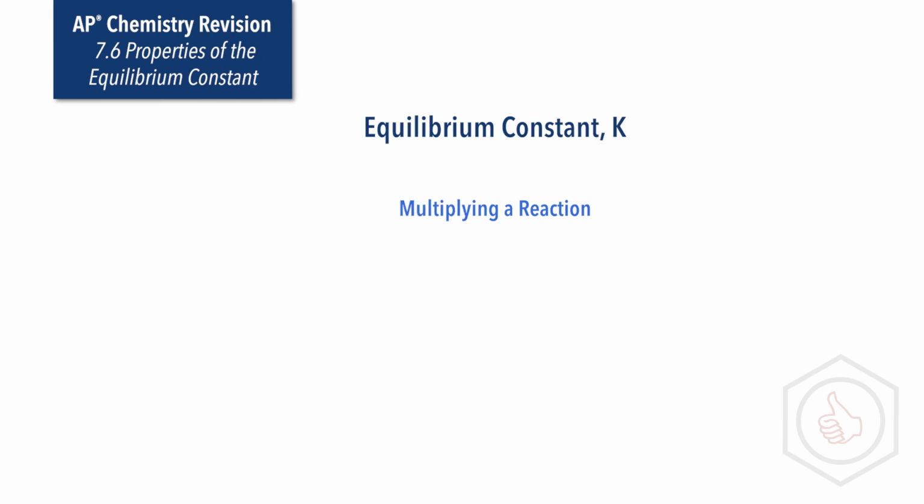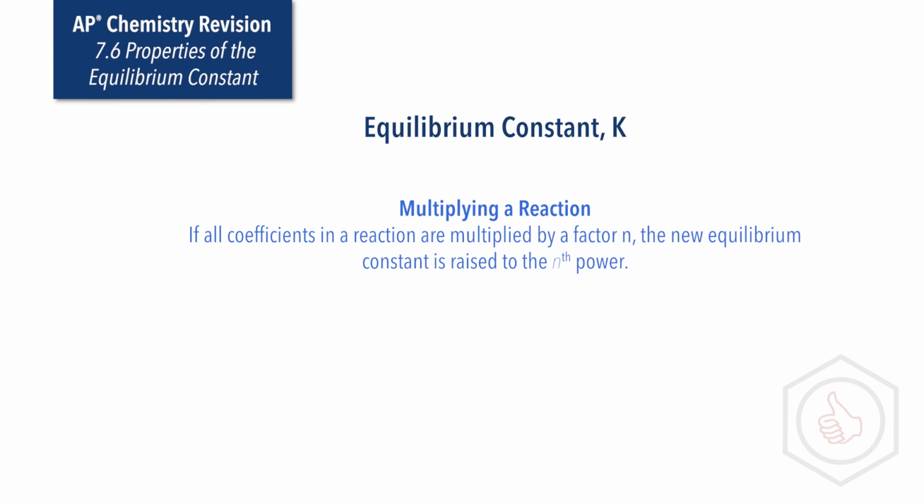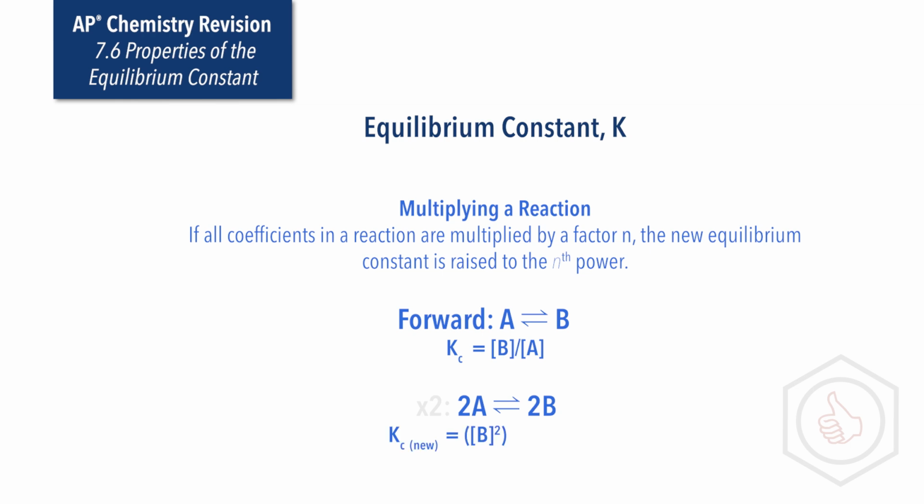Multiplying a reaction. If all coefficients in a reaction are multiplied by a factor n, the new equilibrium constant is raised to the nth power. For example, for A going to form B, we've just seen the Kc expression would be Kc equals concentration of B divided by the concentration of A. So, for 2A going to form 2B, the Kc expression would now be concentration of B squared divided by the concentration of A squared, or in other words, the Kc value for the first reaction squared.